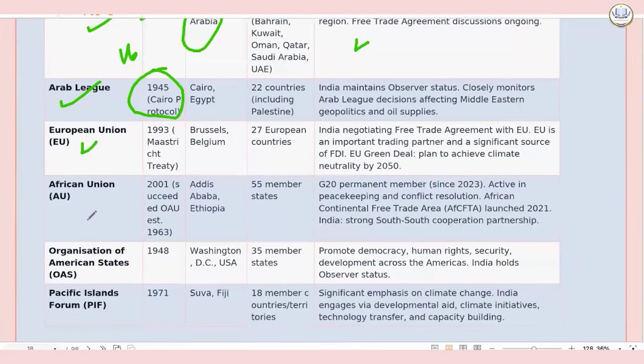Then we have AU, African Union, which succeeded OAU, the previous organization, and the headquarters is in Addis Ababa, Ethiopia. 55 member states. G20 permanent member since 2023, when India became the G20 president. Active in peacekeeping and conflict resolution. African Continental Free Trade Area, launched in 2021. India's strong South-South cooperation partnership.